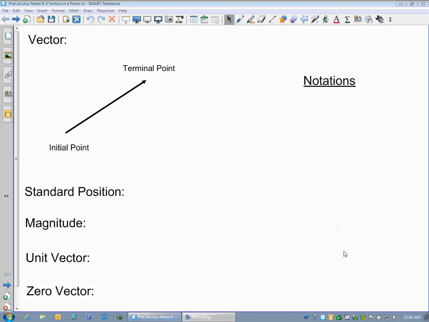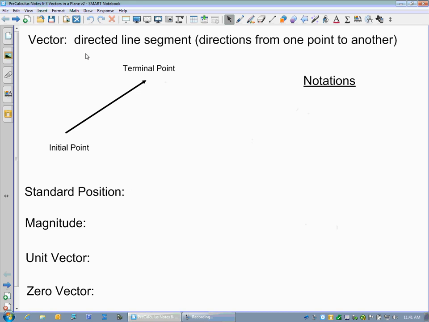Hello, this is Mr. P, and today we're going to talk about two-dimensional vectors, or in other words, vectors in a plane. We're going to start with our definition of vector, which says that a vector is a directed line segment. Now, that's just different from a regular line segment that we saw in geometry, where you had a line that had two endpoints. Well, a directed line segment says that those two endpoints are going to be distinguishable.